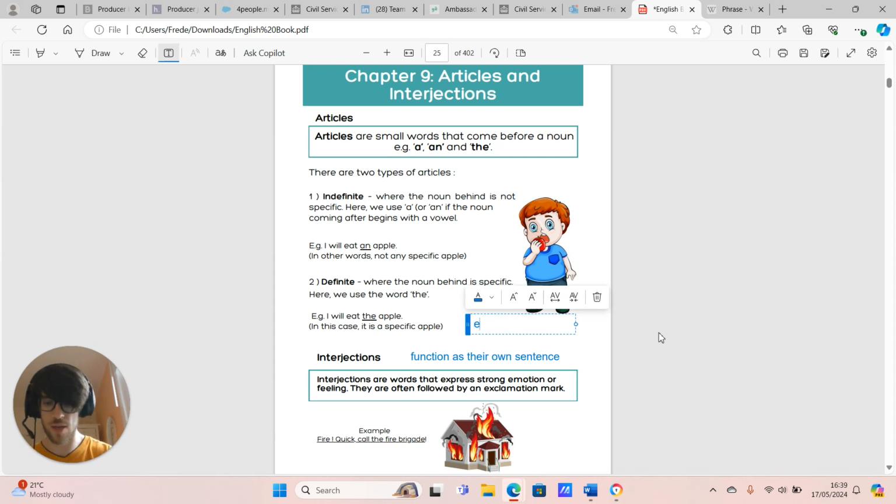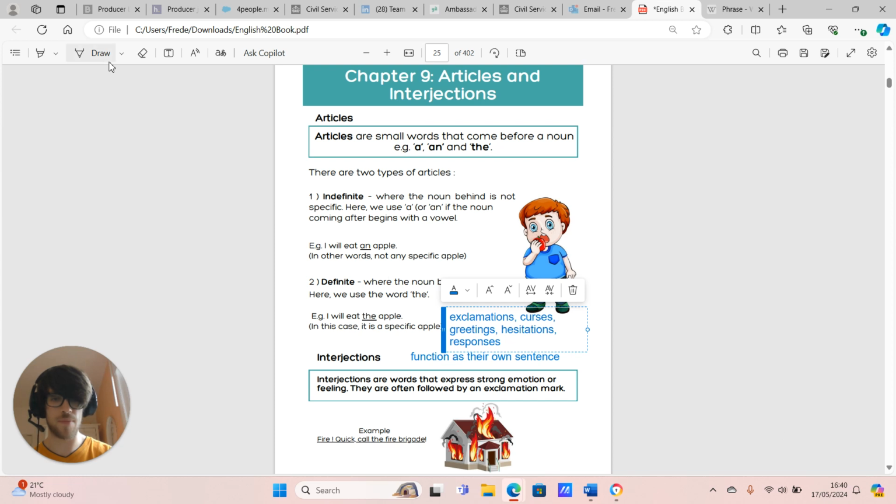Let me give you the examples I just said. So for interjections, you can get exclamations, your shouts, "help", for instance, curses, you say "darn" when you stub your toe, greetings, "hi", "hello", hesitations, "what", or your responses, "okay", "understood", "yes", "gotcha", "roger", if you're using a walkie-talkie, put them there.